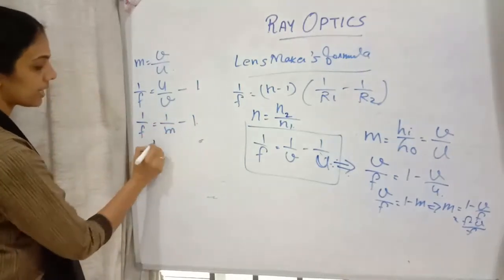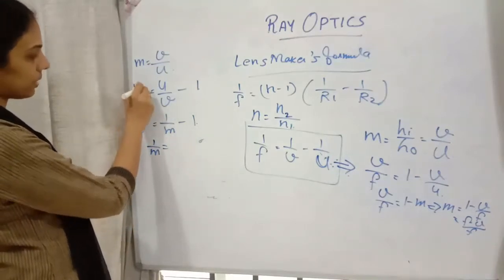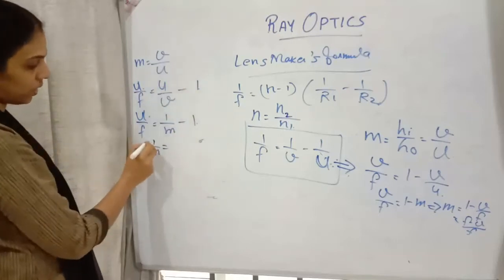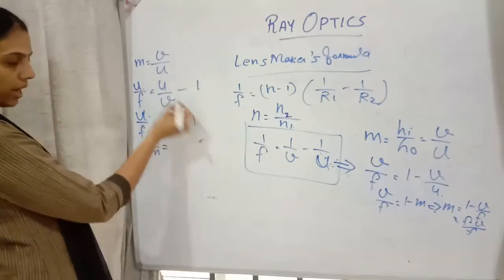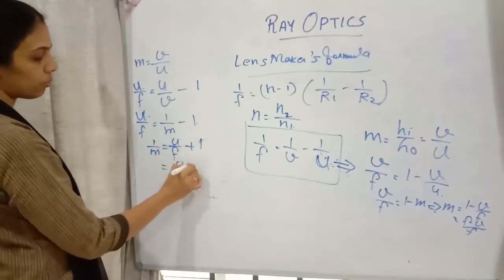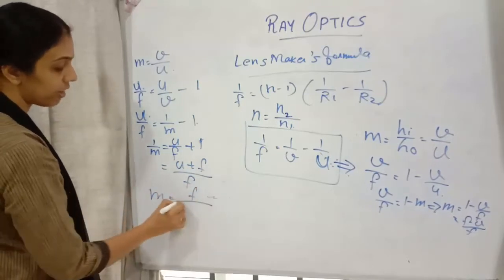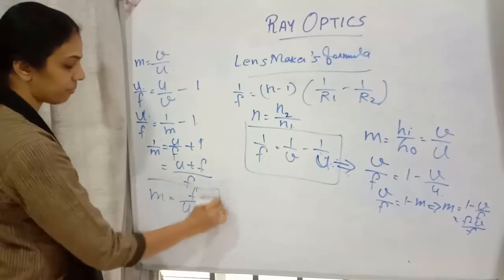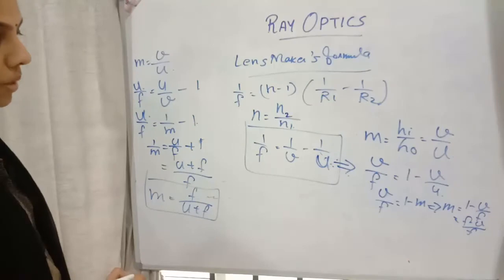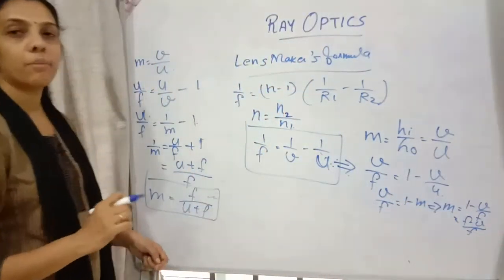This one I can write as 1 by m equals, sorry, this side I forgot to multiply with u. So u by f. u by f equals u by v minus 1. 1 by m equals, taking to the left side, u by f plus 1. So u plus f divided by f. Therefore m we are getting as f divided by u plus f. Okay, m equals f divided by u plus f. That is one formula.